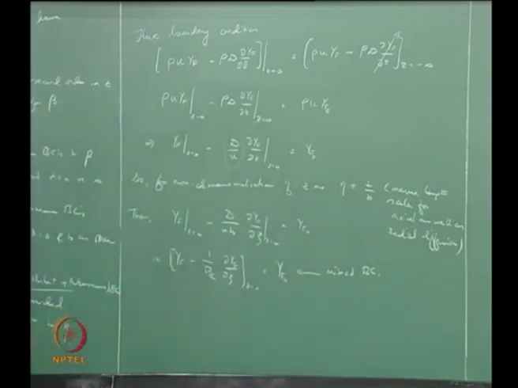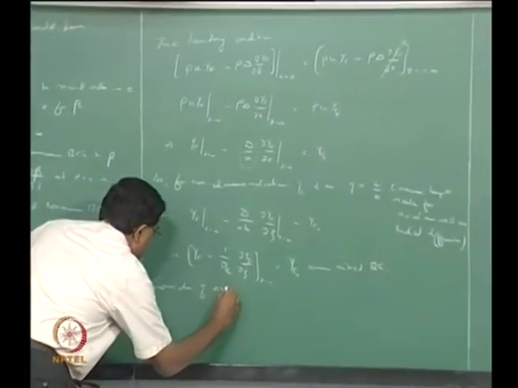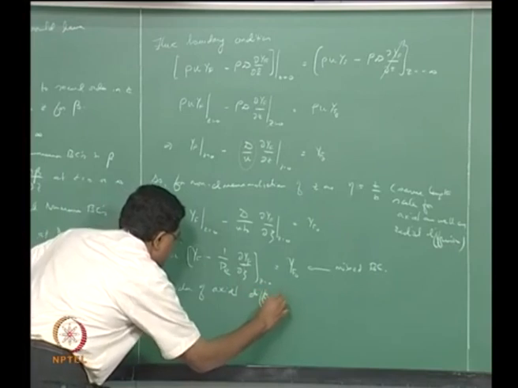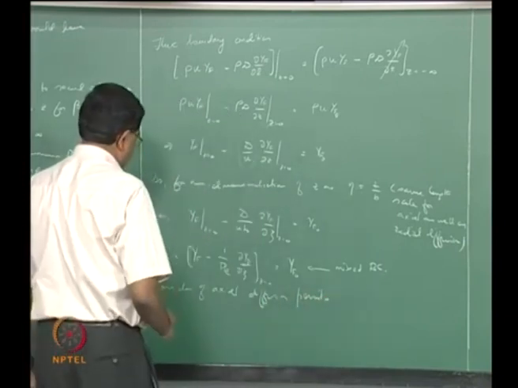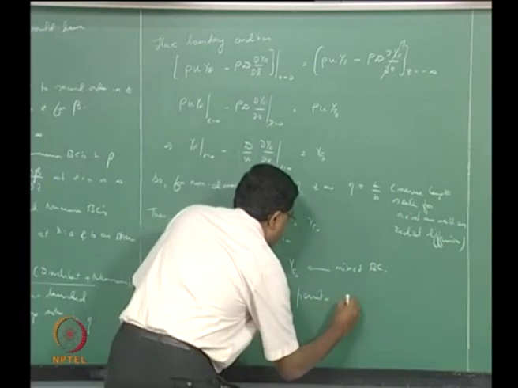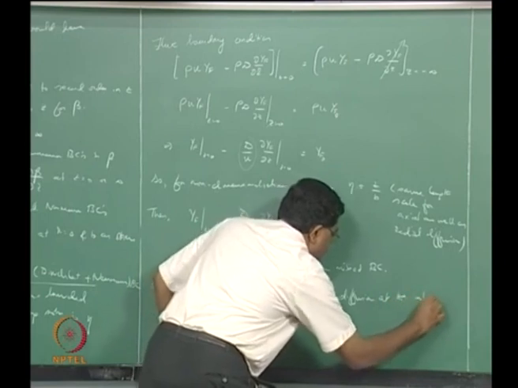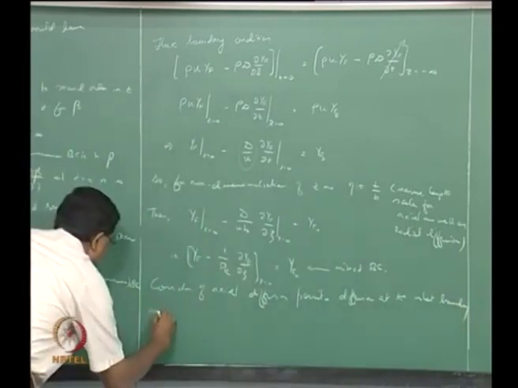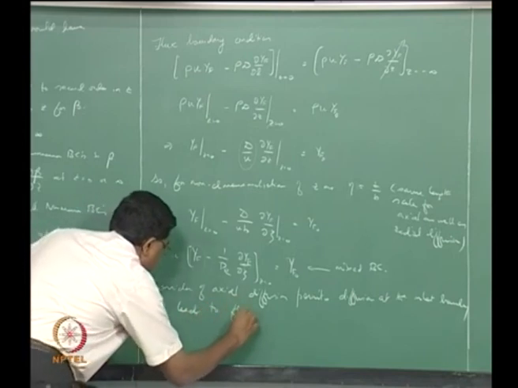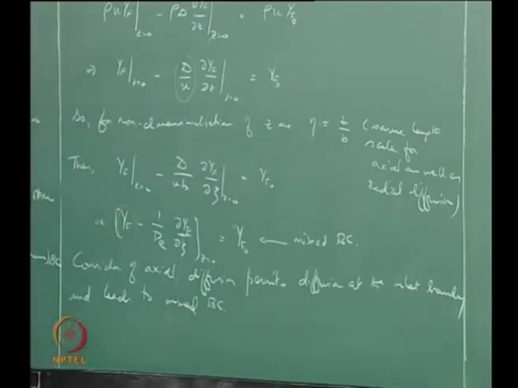So the summary of what we are talking about is that consideration of axial diffusion permits diffusion at the inlet boundary, right, and leads to a mixed boundary condition. Now mixed boundary condition is all right because it still involves some Dirichlet data, right.